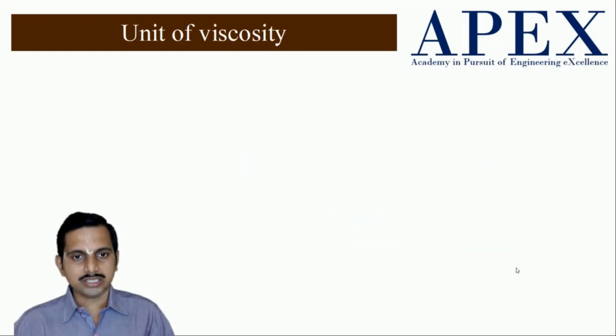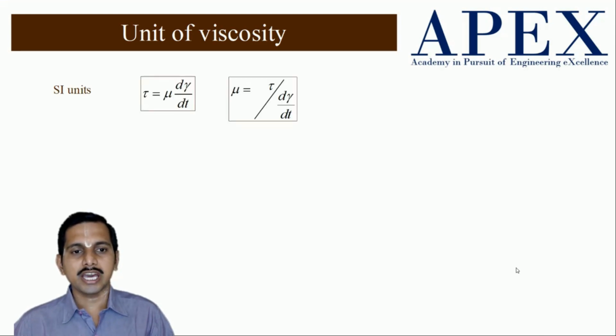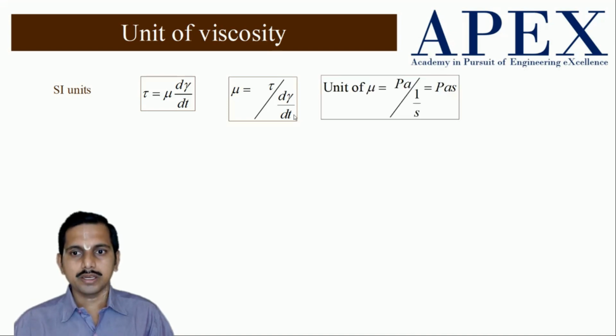So next we will go with the unit of viscosity. The unit of viscosity in SI units can be derived like this. From Newton's law of viscosity we get mu is equal to tau by d gamma by dt. Now d gamma by dt we can say in terms of 1 by s, and tau is in terms of pascals. So the unit of viscosity is Pascal seconds.